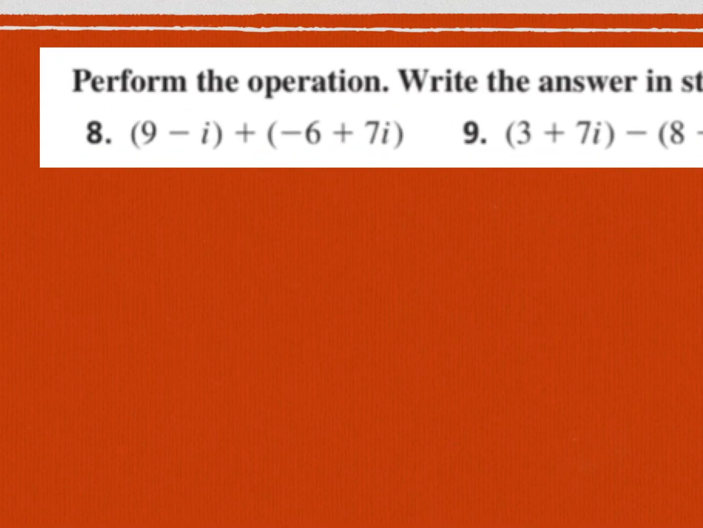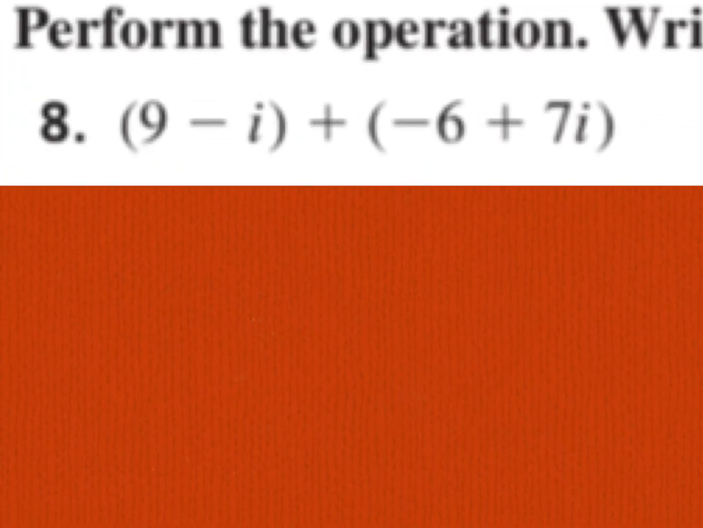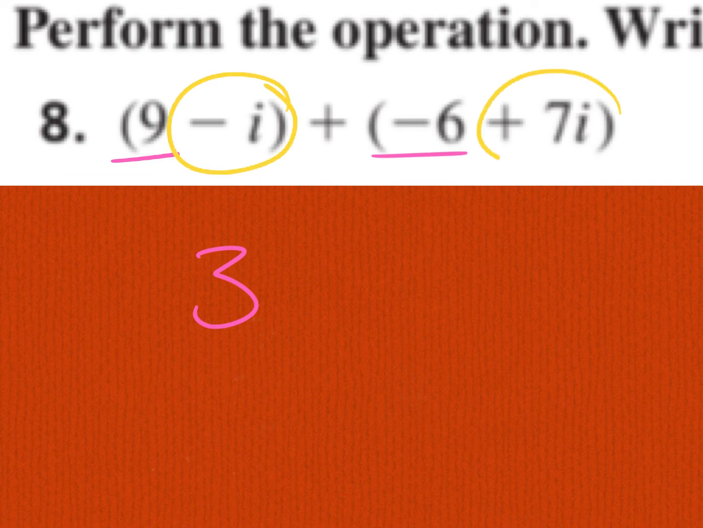So looking at 8, I'm adding here, so I could just get rid of the parentheses. What are my real parts? So what's 9 minus 6? 3. And then what are my imaginary parts? Negative i and 7i. So what's negative i plus 7i?